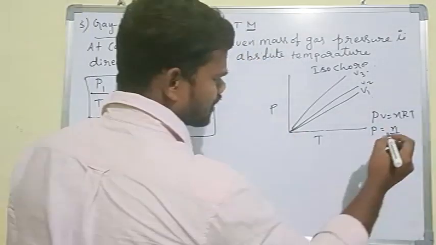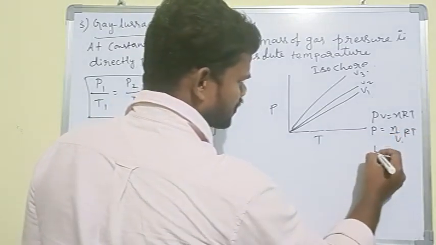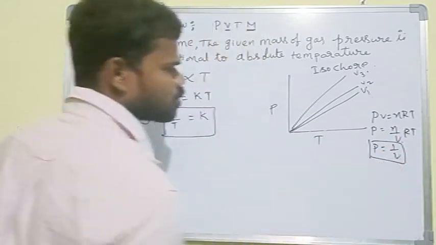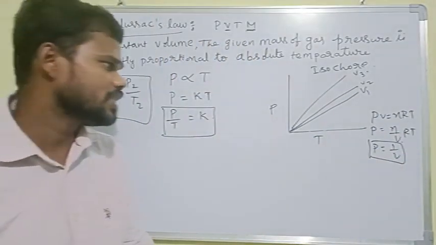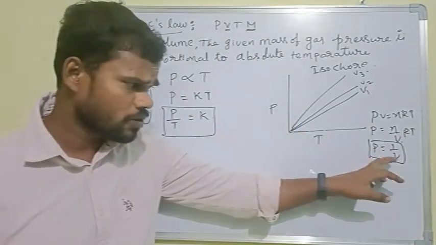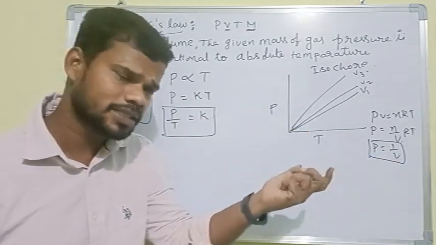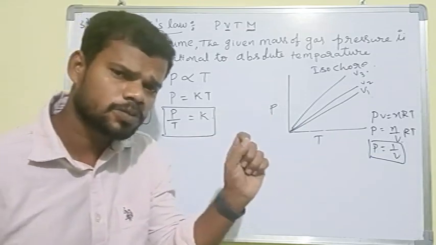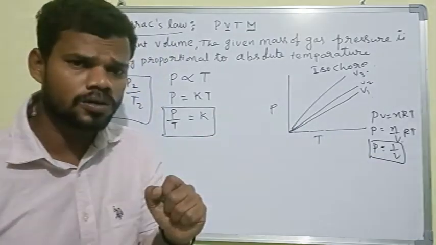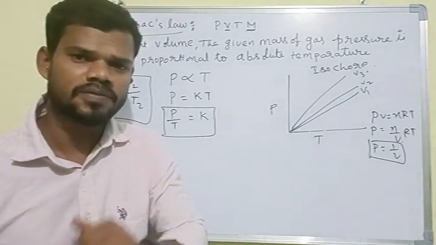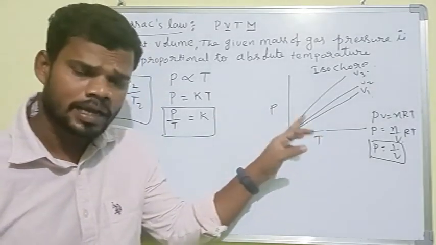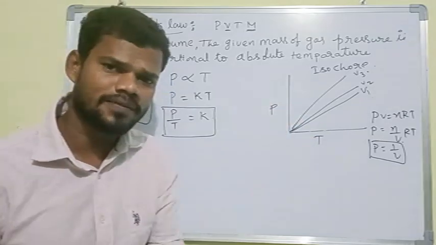If it is 1 mole of gas, then P is proportional to 1 by V. So pressure and volume are inversely proportional to each other. If the pressure increases, the volume decreases. If the volume increases, the pressure decreases. At the point where pressure is more, the volume is very less. At the point where pressure is less, the volume is more.